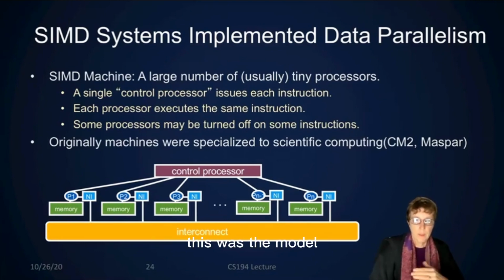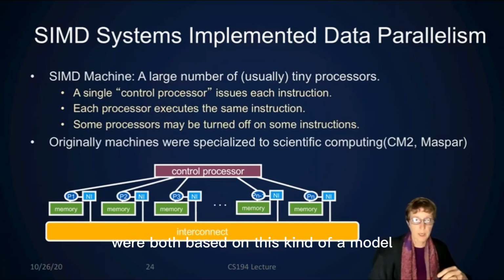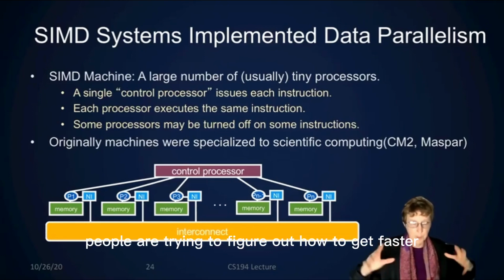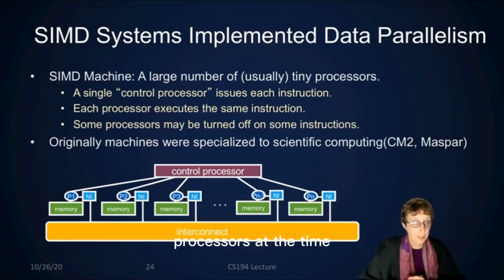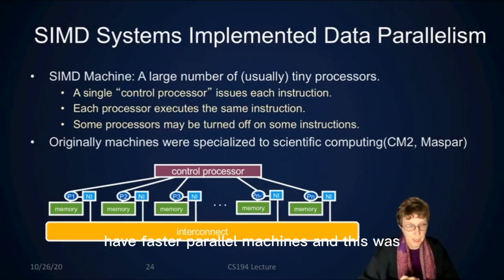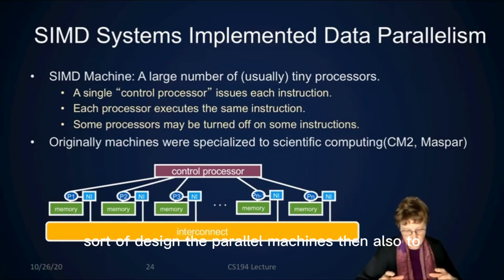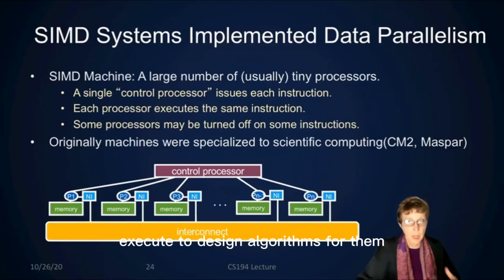This was the model. There was hardware that was actually designed in this way. These were supercomputers. The Connection Machine 2, CM2, and a machine called the MasPar were both based on this kind of a model. And as I said, people were trying to figure out how to get faster processors at the time, have faster parallel machines. And this was a nice, easy way to design the parallel machines and then also to design algorithms for them.